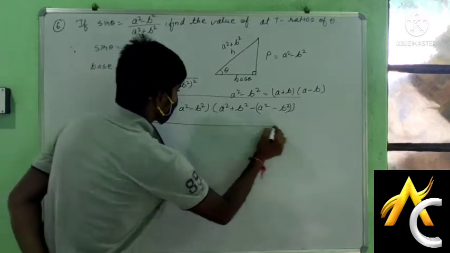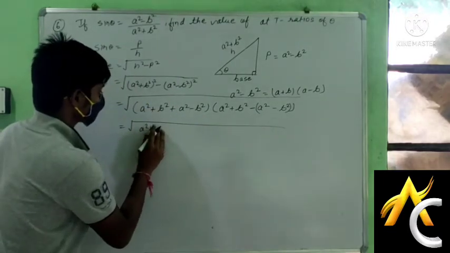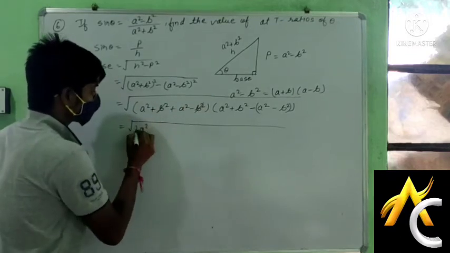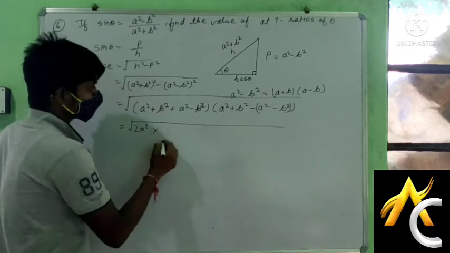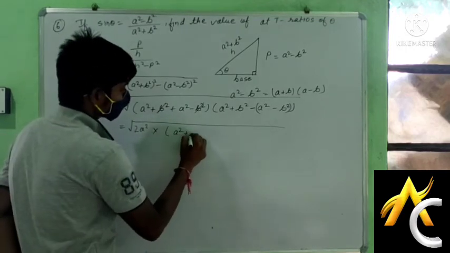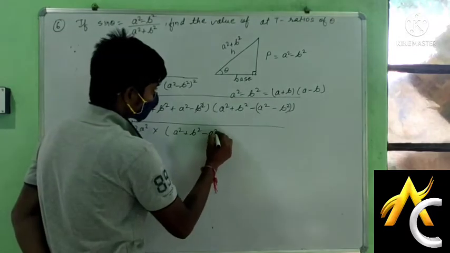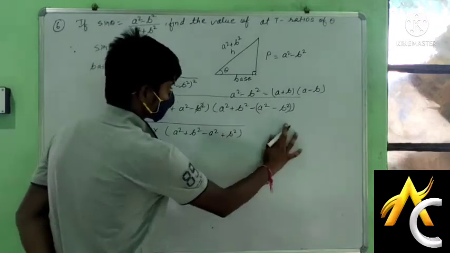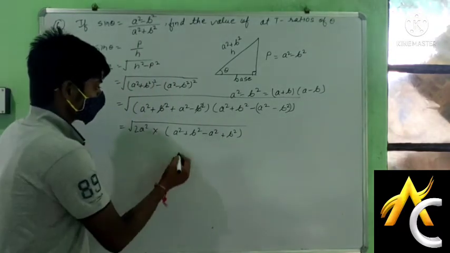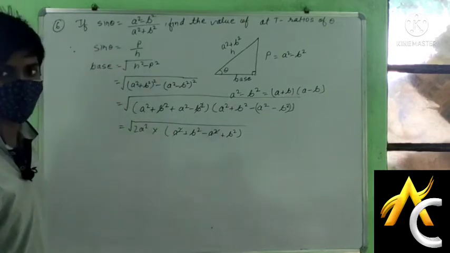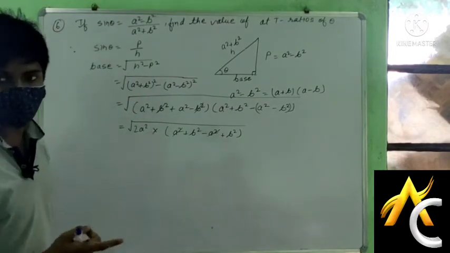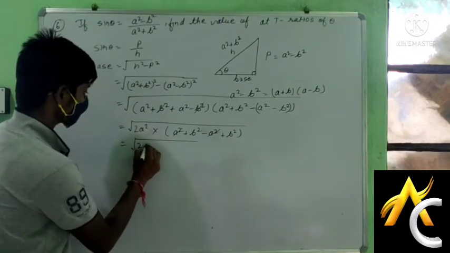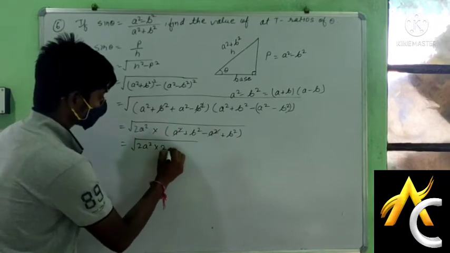Hence it will be a square plus b square minus b square cancel, so it will be a square plus a square become 2a square, into here a square plus b square minus a square minus into minus plus b square. Simple. Now a square minus a square cancels each other, and b square plus b square will be equal to 2b square, right? So we can write it as 2a square into 2b square.